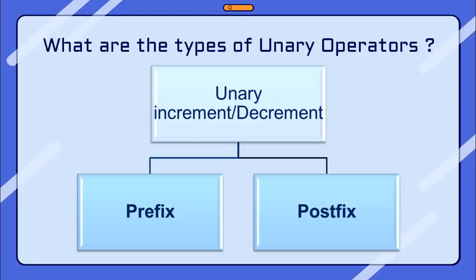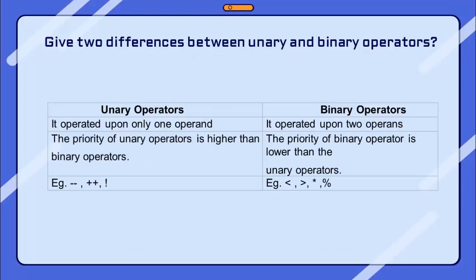Unary increment and unary decrement operators are the two types of unary operators, and they have prefix and postfix forms. The difference between unary and binary is the operand: unary operates only on one operand, binary operates on two operands. The priority of unary operators is higher than the binary operators.